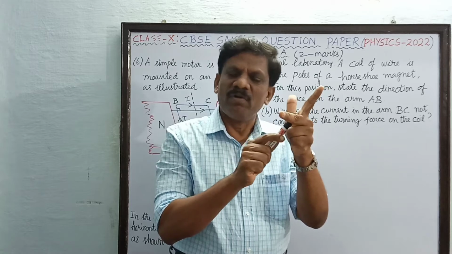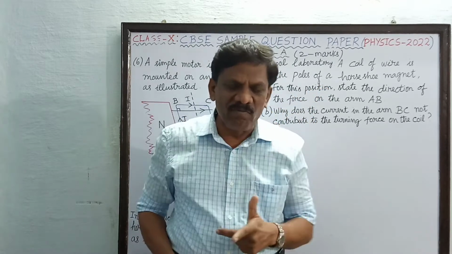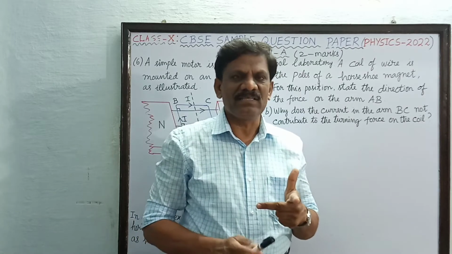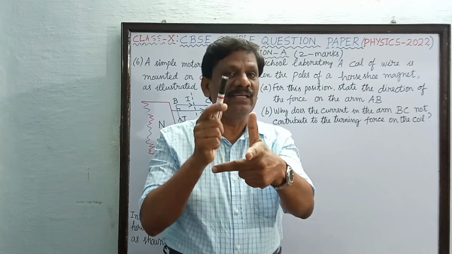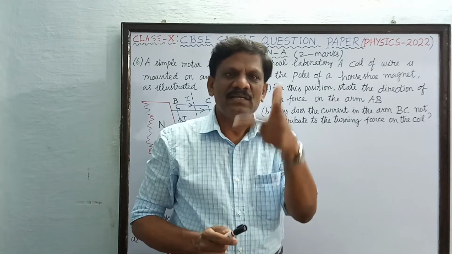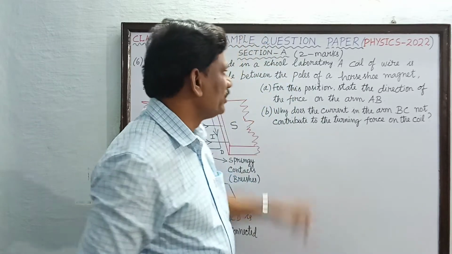The current flowing through the coil. Then the forefinger represents the direction of what? The magnetic field lines, or the magnetic field. And the thumb gives the direction of the motor force acting on the coil or conductor. Now I am going to use Fleming's left hand rule. So once again I am reading the question.